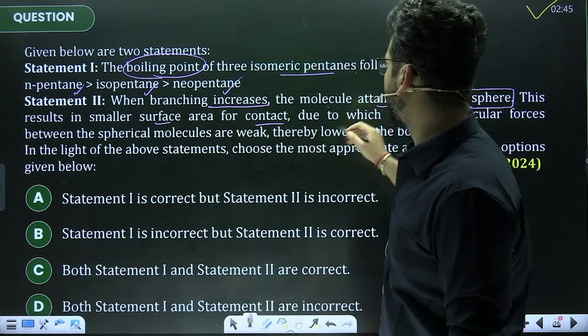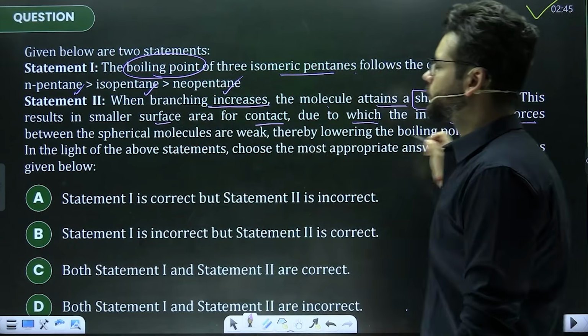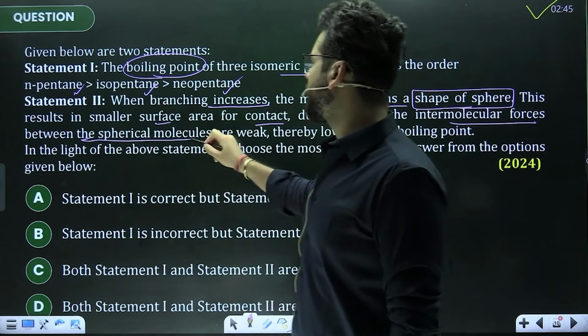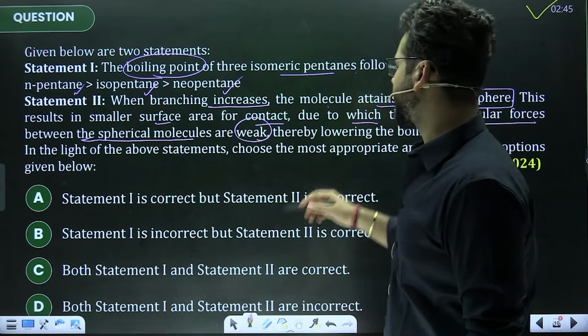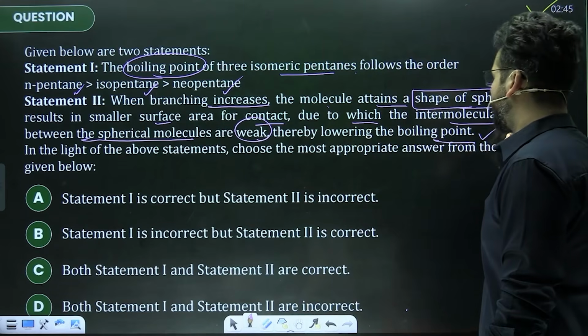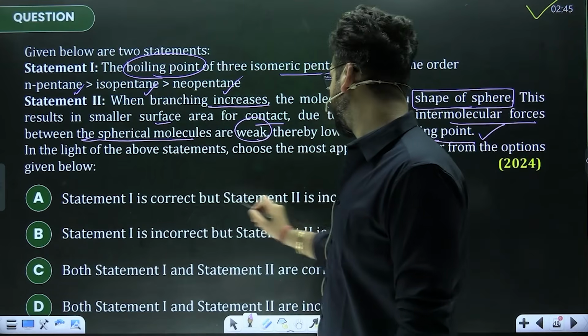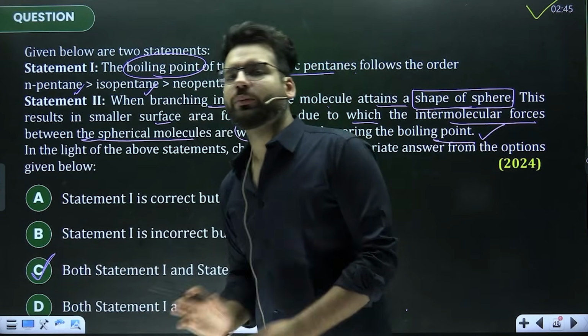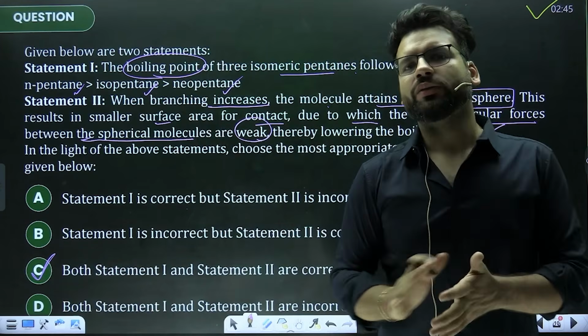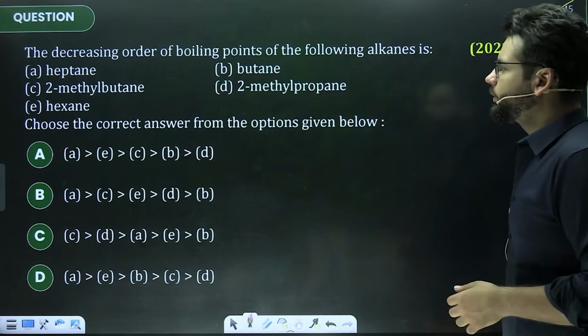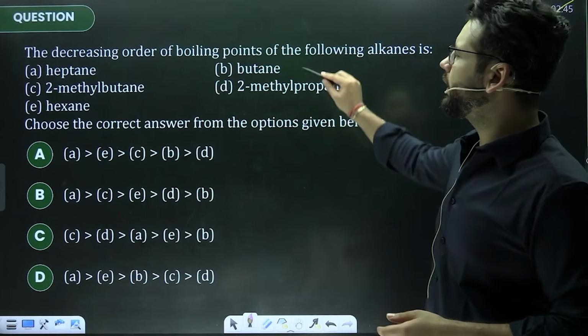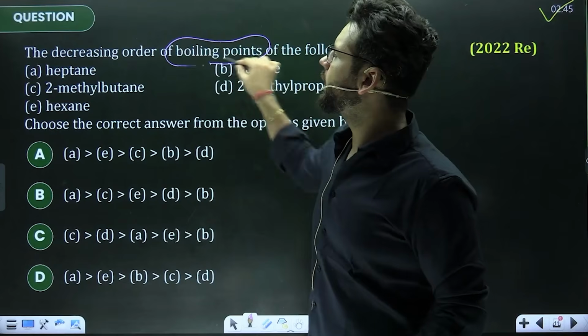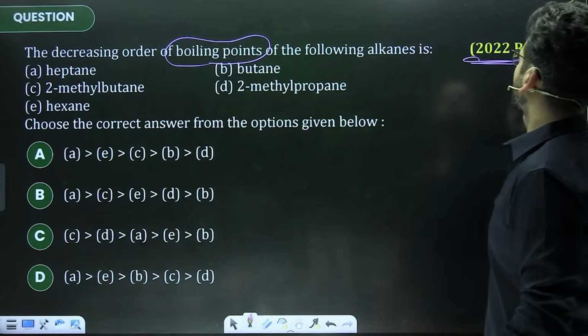Yes, that is correct. And due to which the intermolecular forces of attraction between the spherical molecules are weak. Absolutely correct. Therefore, lowering the boiling point. Absolutely correct. So both are correct statements. Both the statements are absolutely correct. Right? So these are the important questions asked from the alkanes. Again, a decreasing order of boiling point they are asking. Another question from NEET 2022.